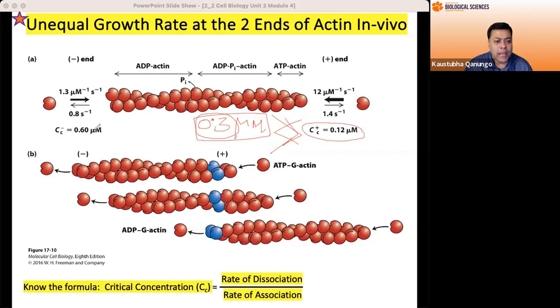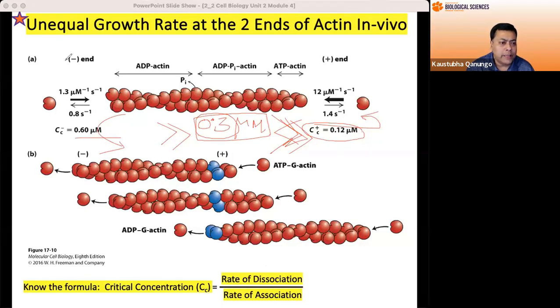On the other hand, if you look at this right here, the critical concentration is actually higher than this. So this basically goes like this right here. See that this is the least, this is in the middle, this is the highest. So in a physiological condition, at 0.3 micromolar, this end will add essentially and grow. On the other hand, this is a higher value than the 0.3, so there will be a net dissociation from that minus end. So this is the concept.